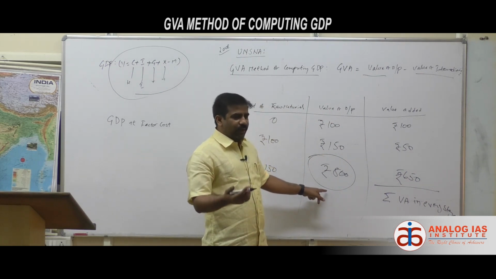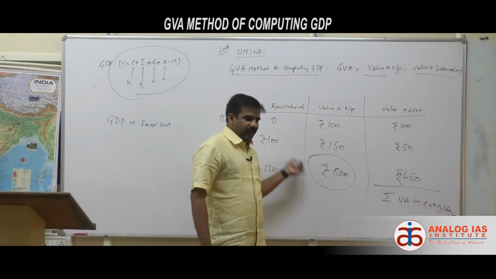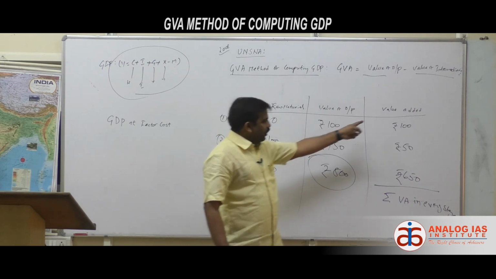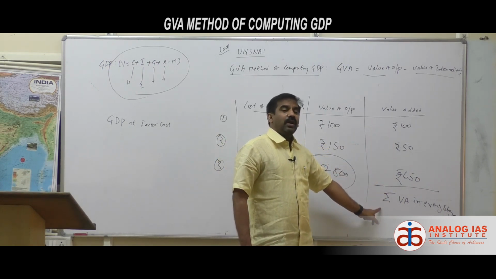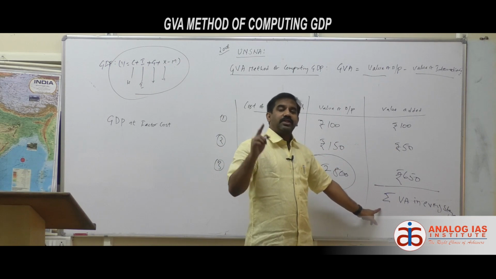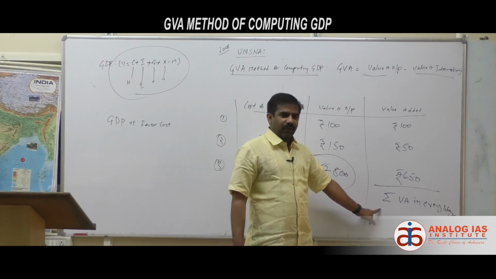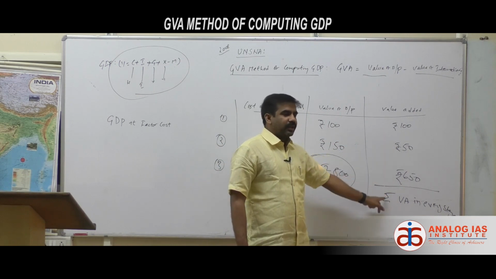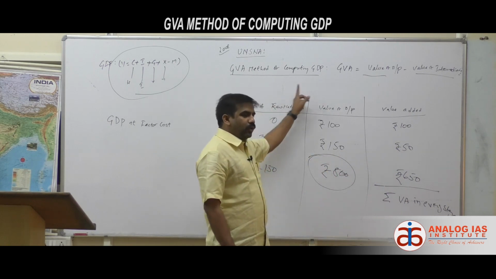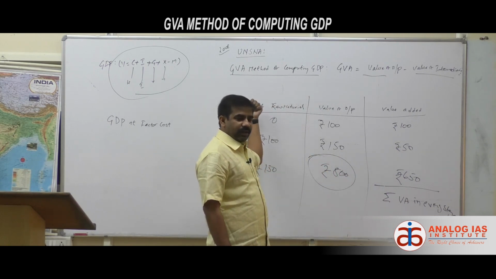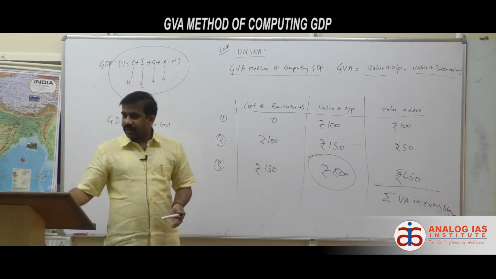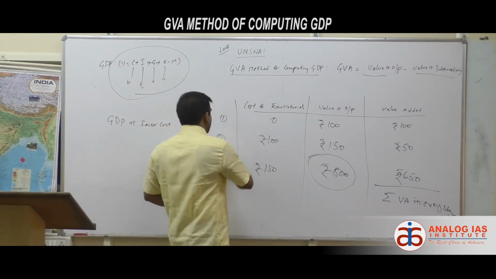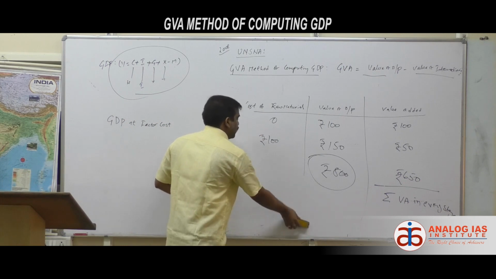So you can take the final value of output, that is the GDP, or simply you can also calculate the GDP by summing up the gross value added at each and every stage of production. You get it, my friends? And this is the basic difference between gross value addition and simply calculating the value of output. Following?